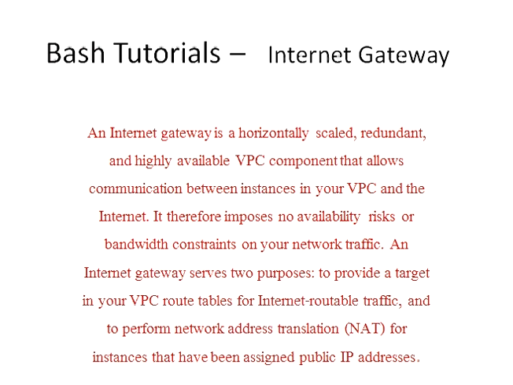Moving ahead, now this is the internet gateway. An internet gateway is a horizontally scaled, redundant and highly available VPC component that allows communication between instances in your VPC and the internet. It therefore imposes no availability risk or bandwidth constraints on your network traffic. An internet gateway serves two purposes: to provide a target in your VPC route tables for internet-routable traffic, and to perform network address translation for instances that have been assigned public IP addresses. This is what AWS says.